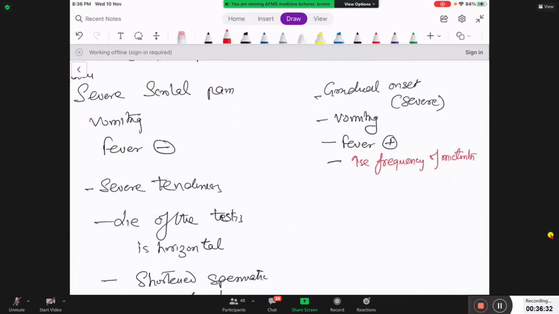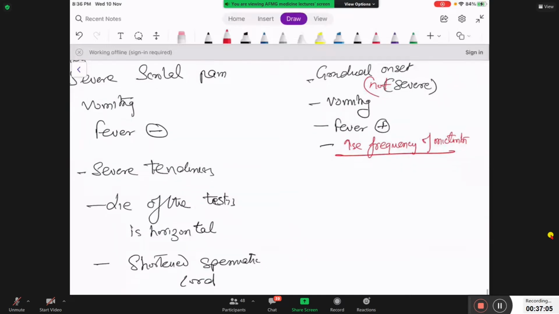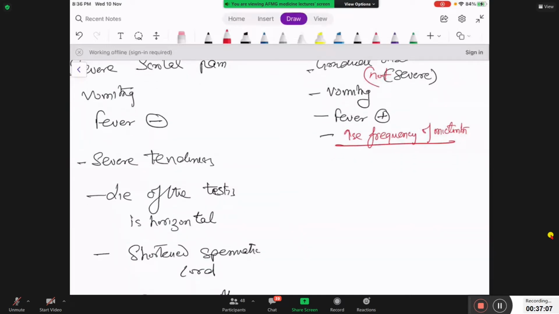Gradual onset pain which is not severe. Increased frequency of micturition. Why is there increased frequency of micturition? Because the most common reason for the testis and epididymis to get inflamed and infected is a source from the urethra. The urinary tract infection goes retrogradely to the testis and makes it inflamed. So increased frequency of micturition, if provided, is a very important clue.